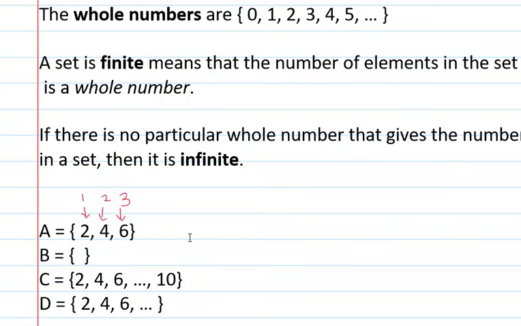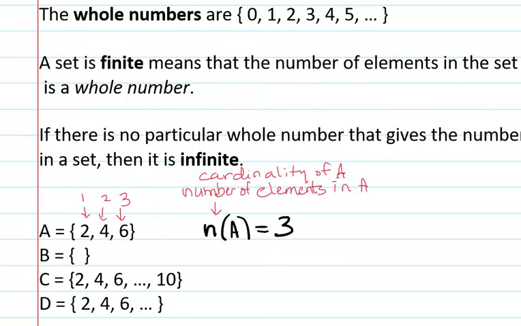We can count the elements in A and we can see that there are 3 of them. Since we can say that the number of elements in A is 3, also called the cardinality of A, and since 3 is a whole number, this fits our definition of what it means to be finite. Now let's look at set B.